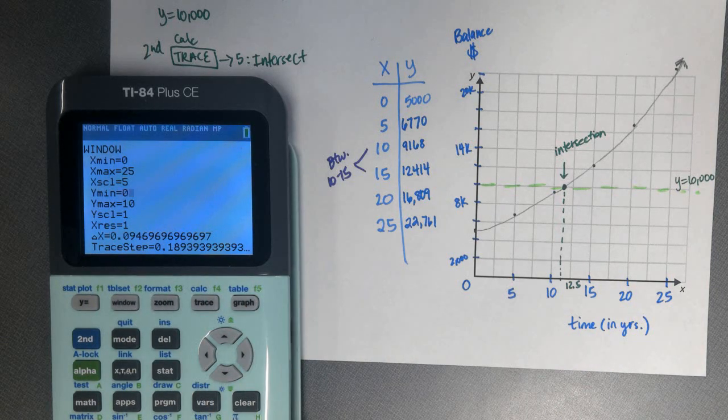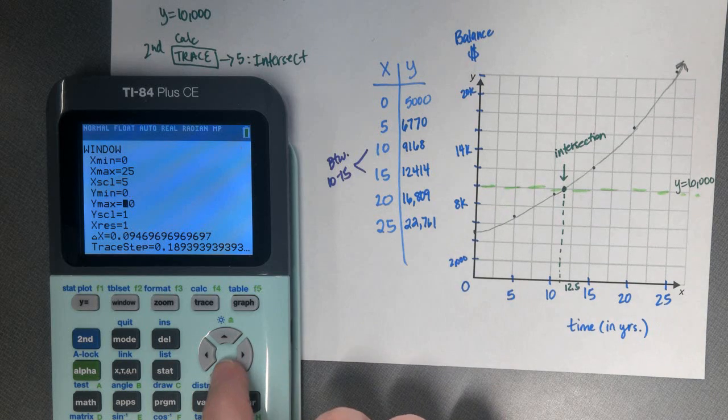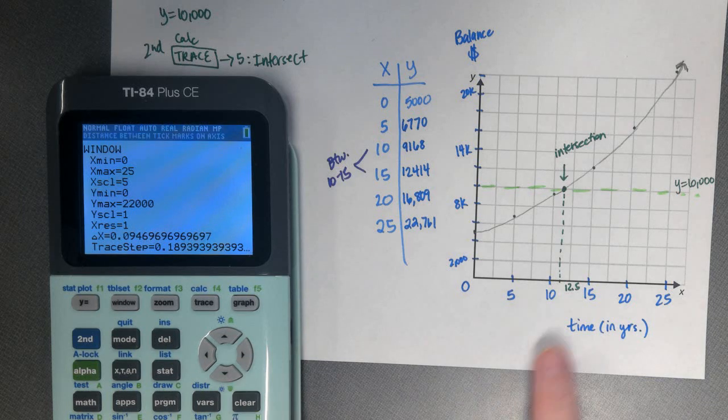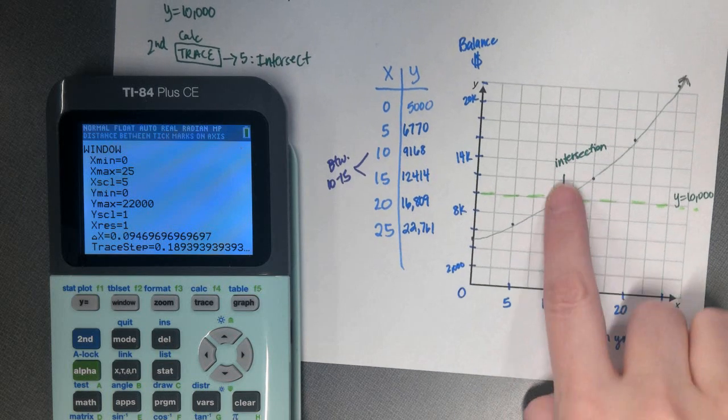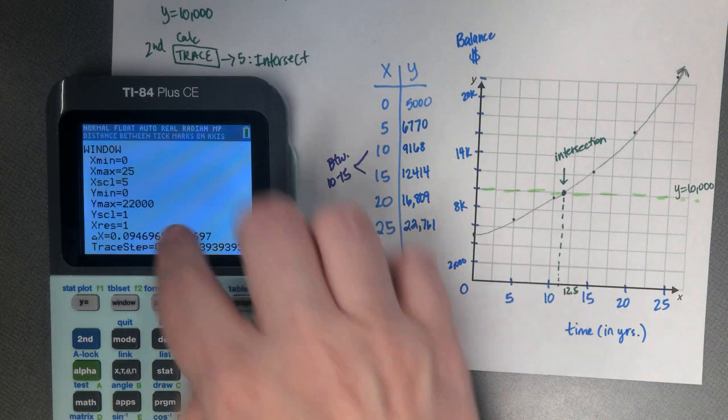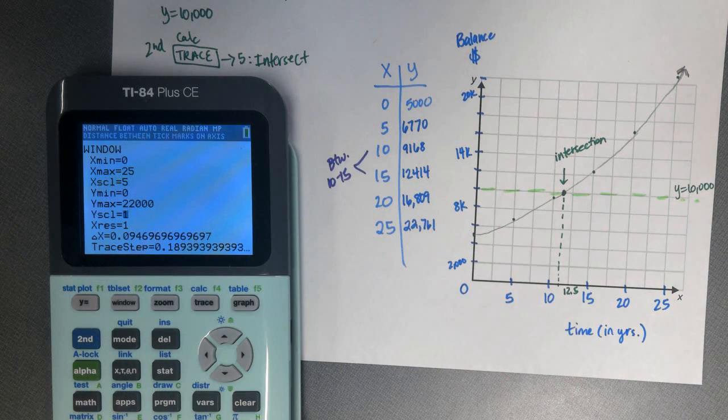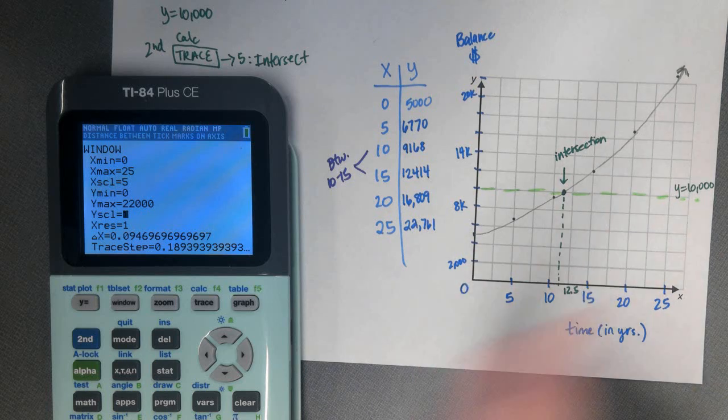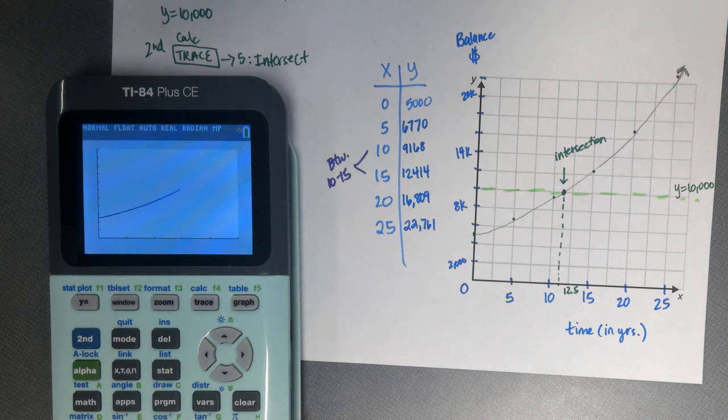And then my min for y is 0. Okay, I went up to 22,000, which is fine, because look, you can see that your intersection is going to be here, but you are going to want some space to be able to find it. And then I went by 2,000 each time, so I can just put that in as my scale. And then I'll have a graph that mirrors what I graphed.